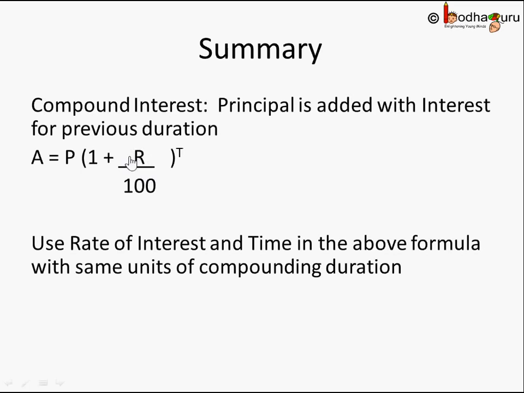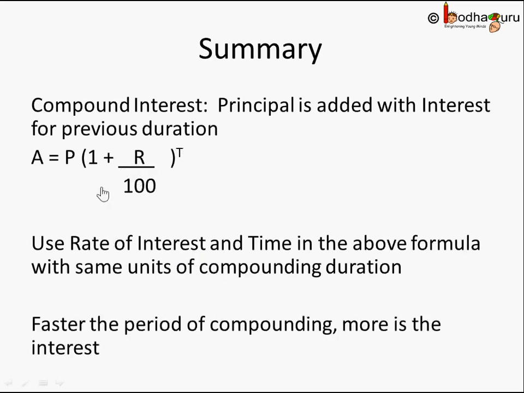If it is compounding half yearly and the rate is given on a yearly basis, you do rate by 2, so that you calculate it for a half year. And time, if it's given in years, you make it half years. 5 years becomes 10 half years, 4 years will become 8 half years, and so on, right? So ensure your rate of interest and time are in the same units.